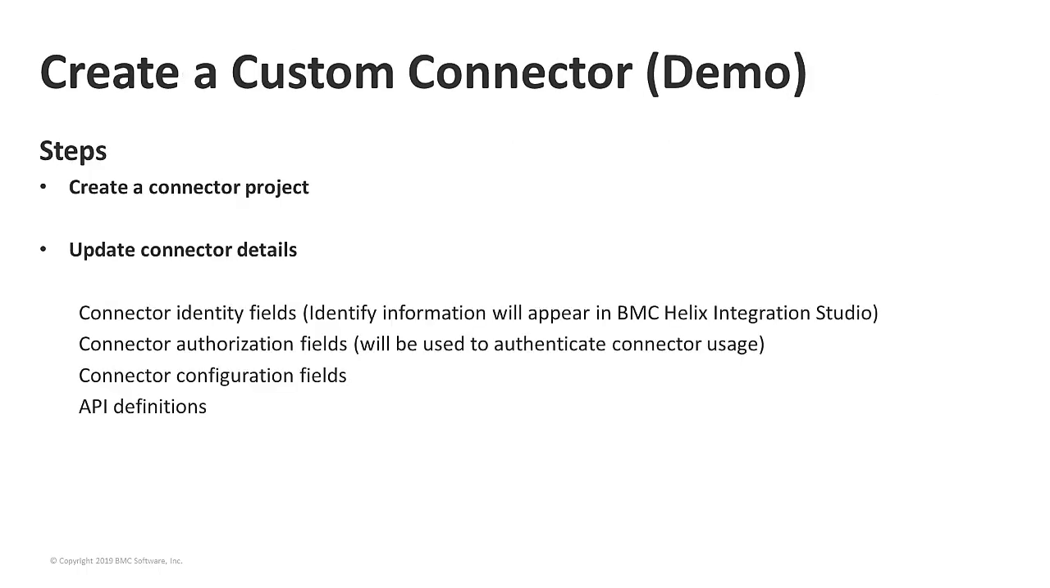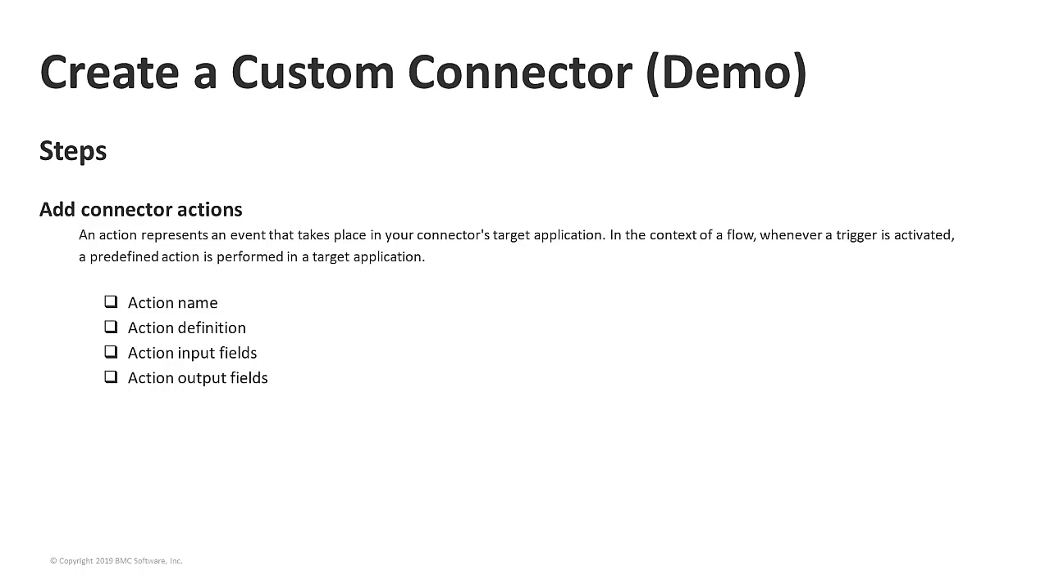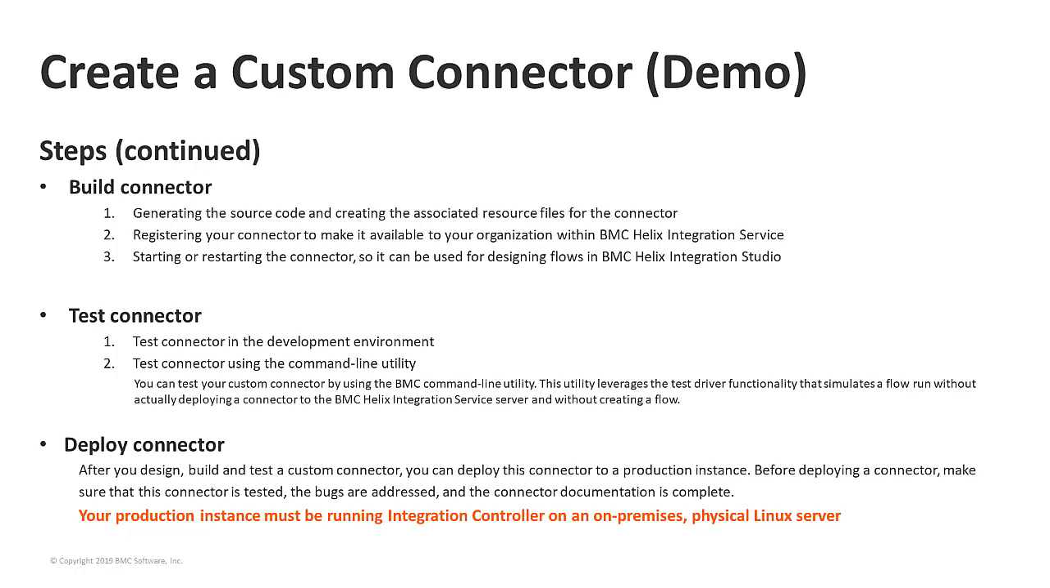And we're going to show you a demo here in a moment, and just walk you through the steps we're going to do. We'll create a connector project, update connector details, setting various information in that. We'll add a trigger and define that, going through the different things that you might need to set up. Create an action, setting up the name, definition, input and output fields for the action. And then we'll build the connector and show you how you can test the connector and deploy a connector. And for deploying a connector, you must have a production integration controller or production site set up, and it must be online. Then after the demo, we'll come back to the troubleshooting. So I'm going to hand it over to Jimmy, who's going to run through the demo.